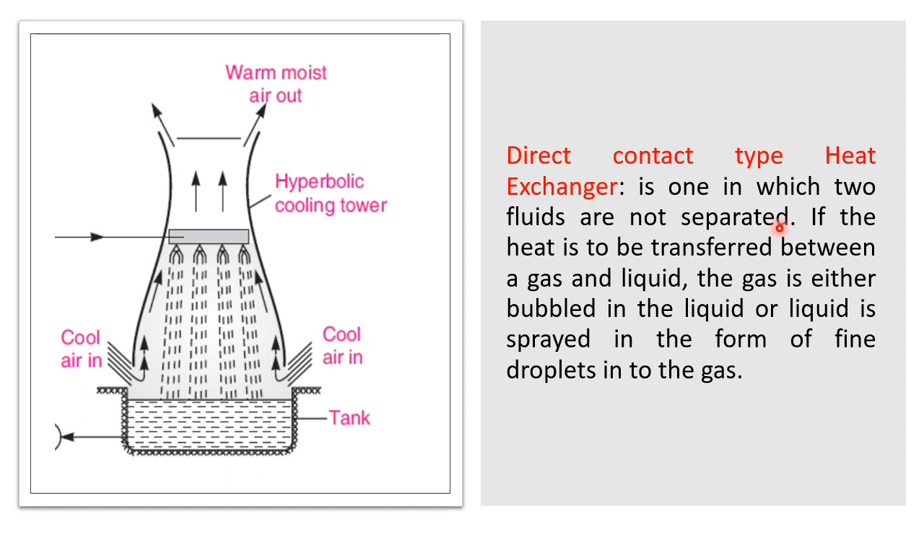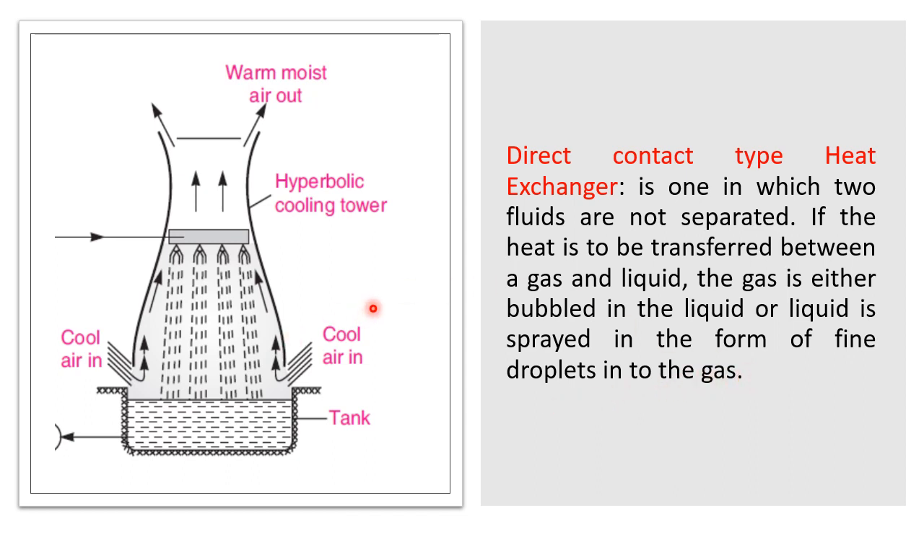So here, in both the previous examples, the two fluids were separated. They are not mixing with each other. But in the direct contact type heat exchanger, these two fluids are mixed with each other. They are not separated. If the heat is to be transferred between a gas and a liquid, either the gas is bubbled in the liquid or the liquid is sprayed in the form of fine droplets into the gas.